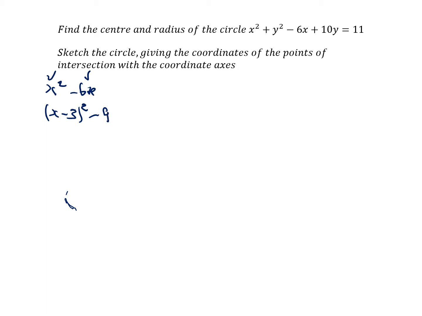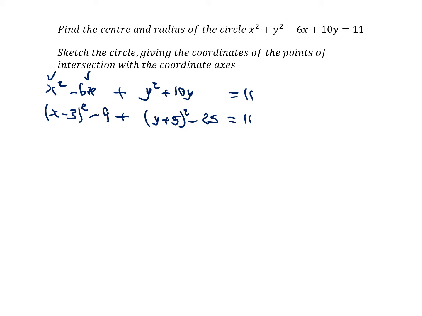Then taking the y terms, I've got y squared and 10y. Completing the square on that gives me y plus 5 squared, which is y squared plus 10y plus 25. And I don't want the 25, so I need to subtract that. Minus 25. And my original equation was x squared minus 6x plus y squared plus 10y equals 11. So my reformed equation will look like that.